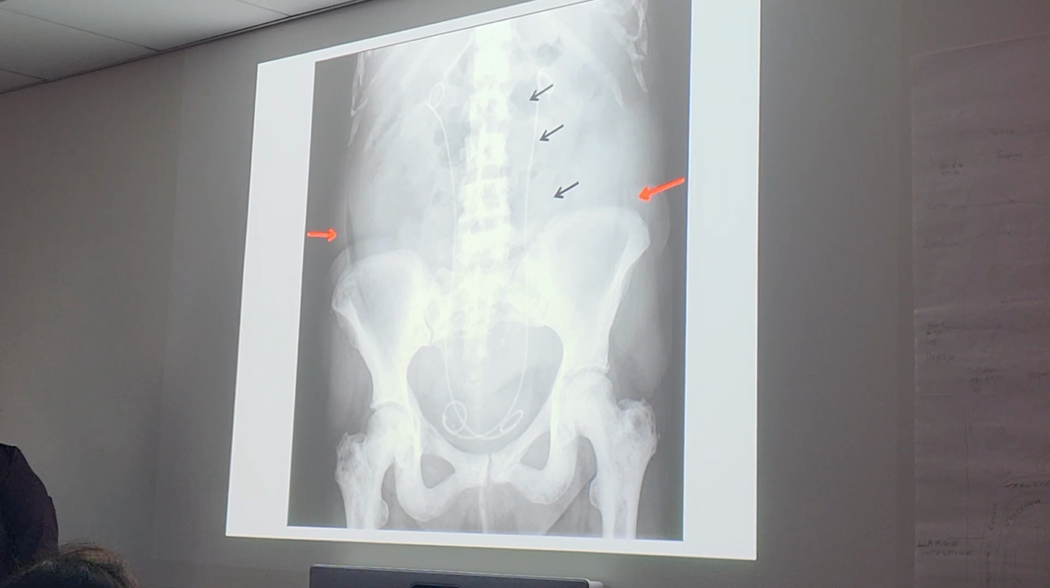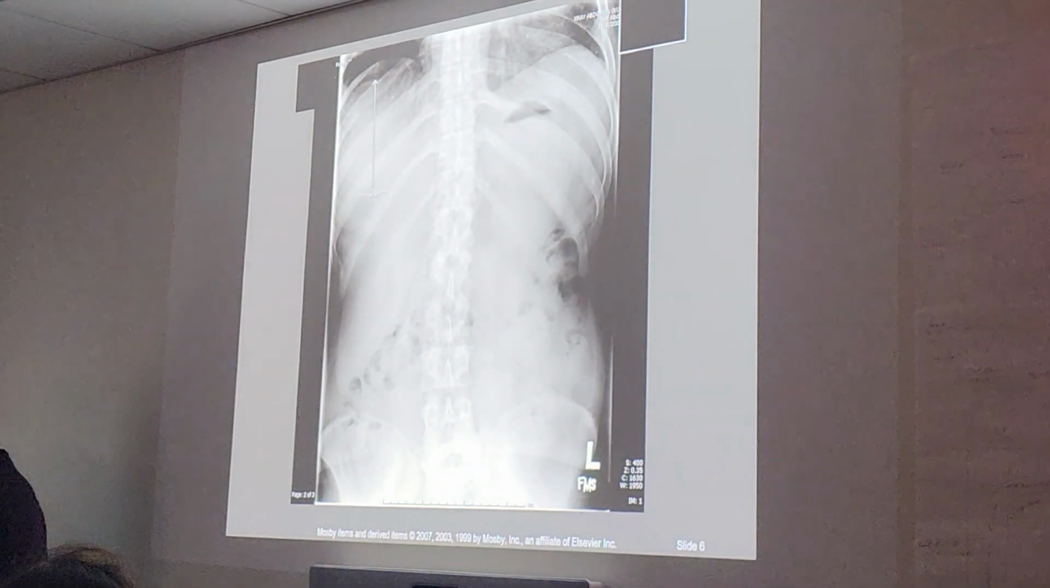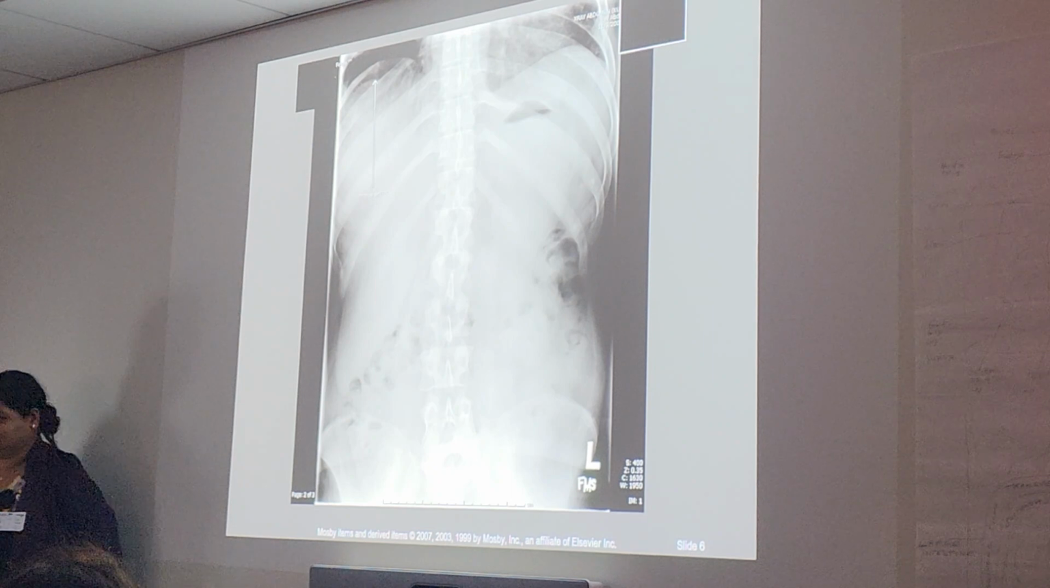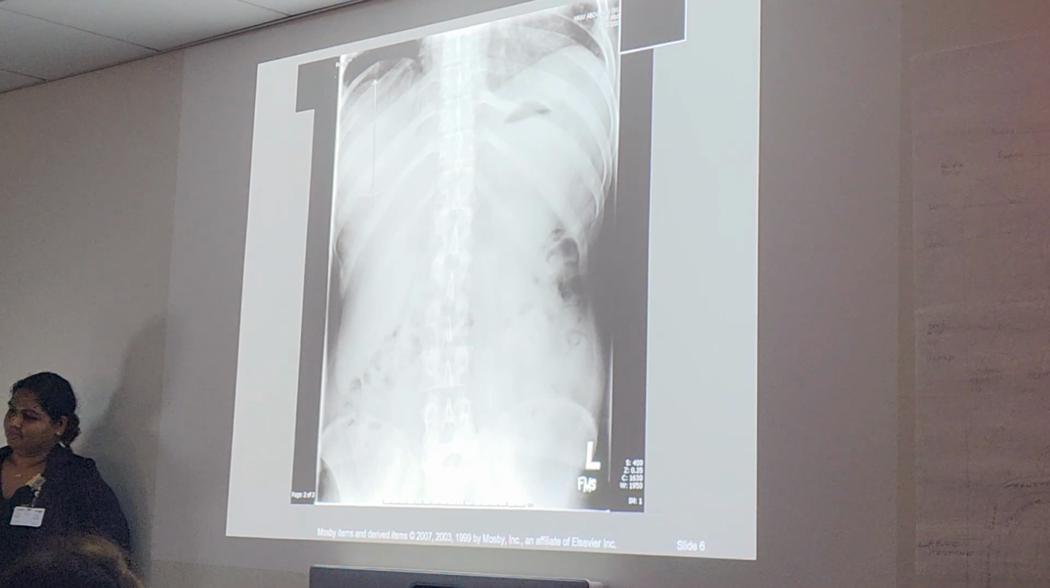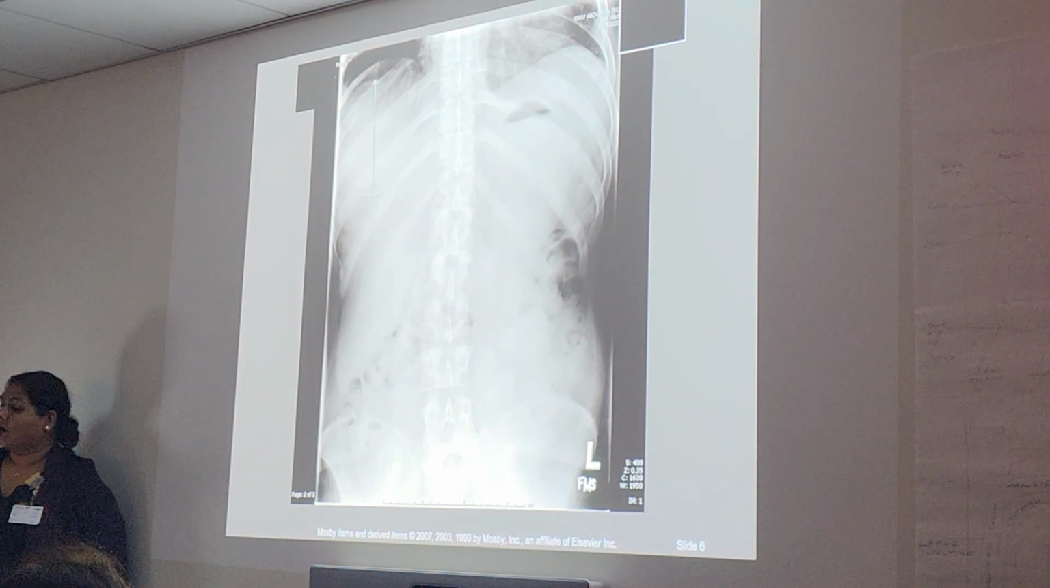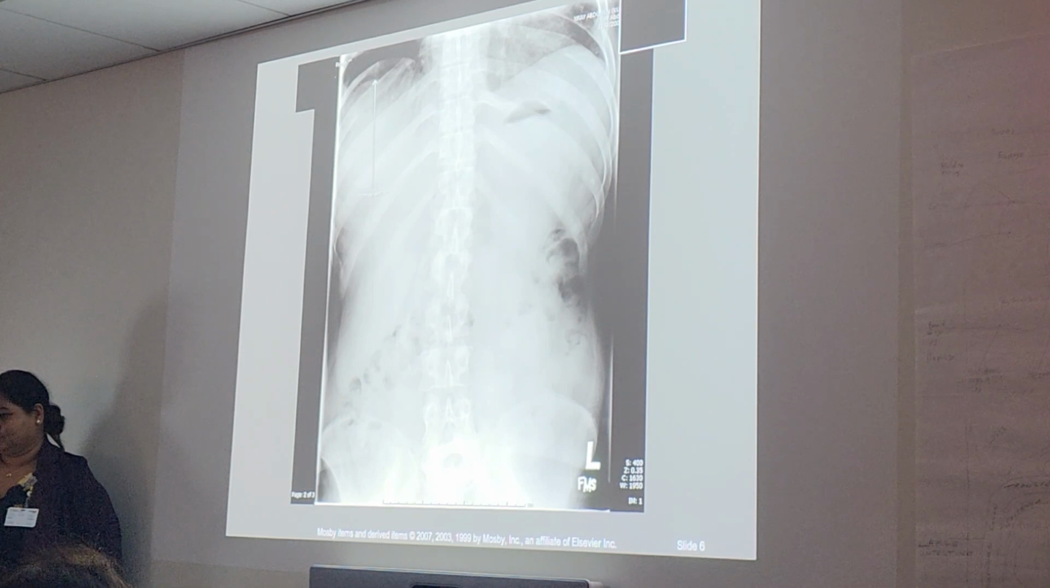All right, let's do this one. Way too high. This is an upright. Looks like they're doing an upright abdomen. S value is good. The S value is 400, so it's within the range. The marker is in the anatomy, so that's not appropriate.